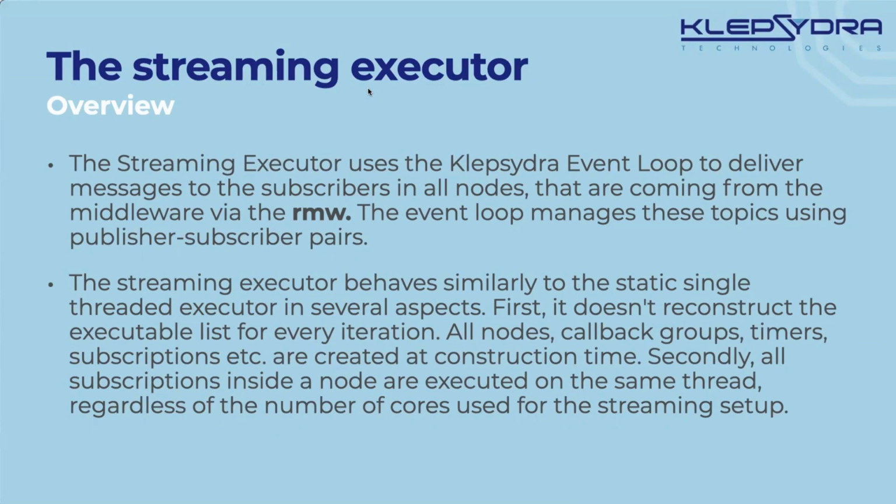The streaming executor is very similar to the static single-threaded in the sense that all the configuration happens at the construction level. And one of the things that happens is that nodes are mapped to event loops. This is a very important point. If you have more than one event loop in the system, every node will be connected to just one event loop, not more than one. The implication is that every node is completely single-threaded. All the subscribers within one node are executed in the same thread. This is a key element in the whole definition of this system. So overall, nodes and event loops are mapped one-to-one.